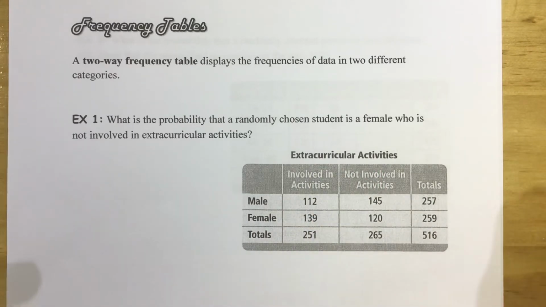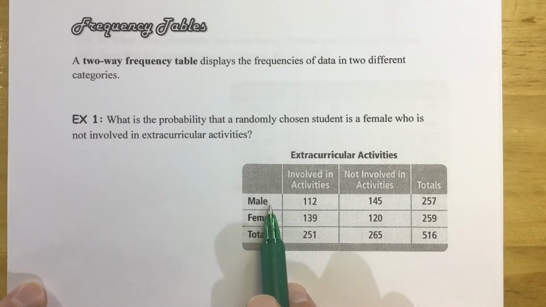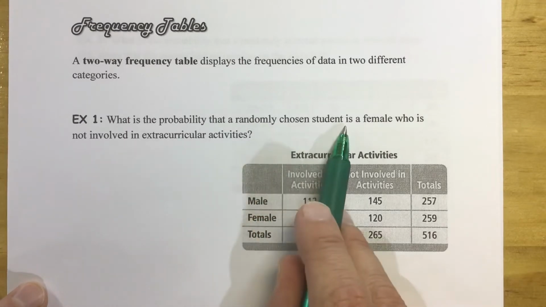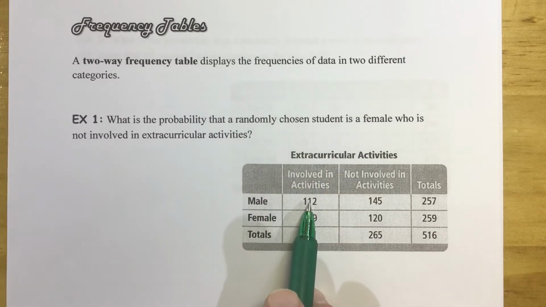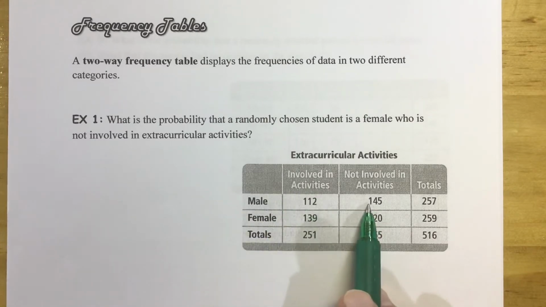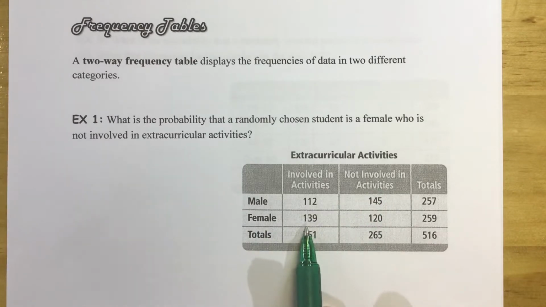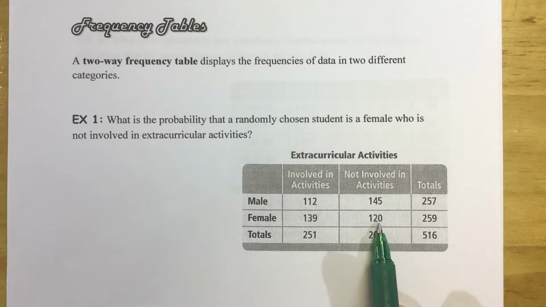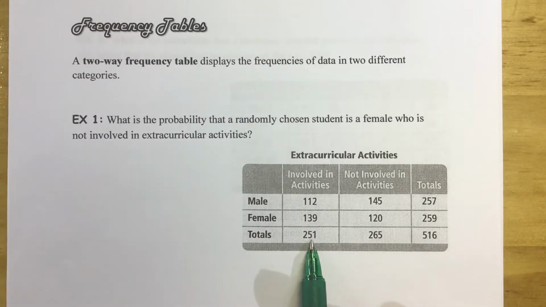All right, so what we're looking at here is the 112 are going to represent the males. These are randomly chosen students. The 112 is going to represent male students that are involved in activities. The 145 are going to be male students who are not involved in activities. 139 is female involved. 120 is female not involved. And when you look at these totals, the 257 is the total of the males. This is going to be the total of the females. This would be the total of students involved in activities. This would be the total of students not involved.